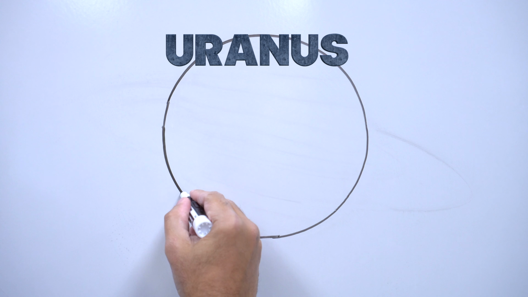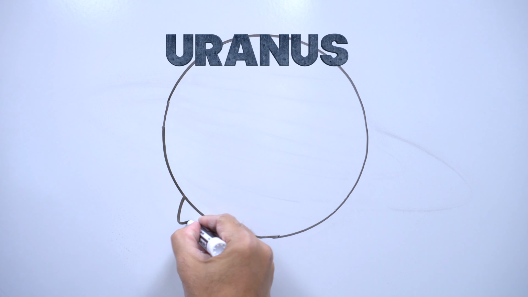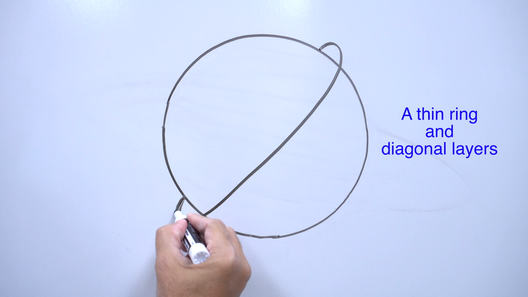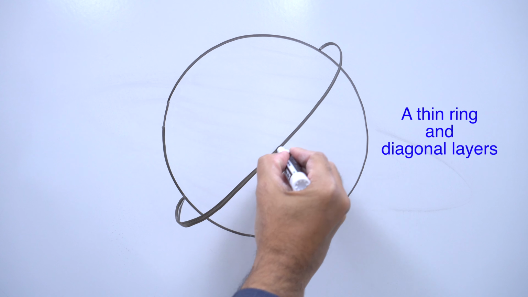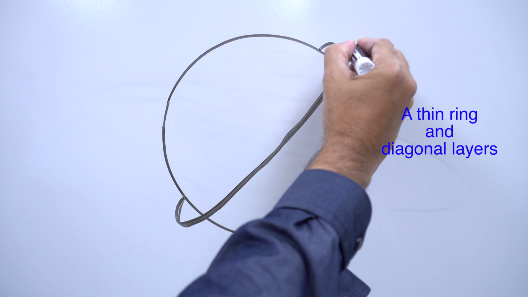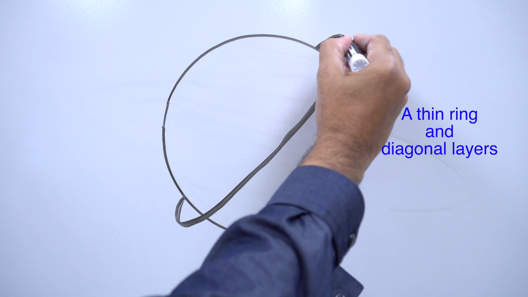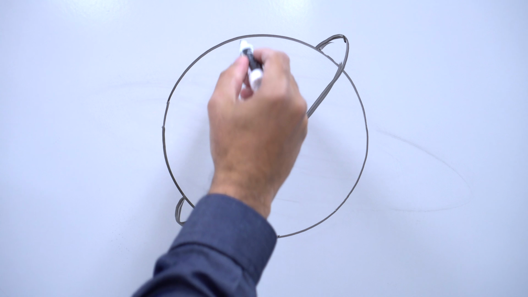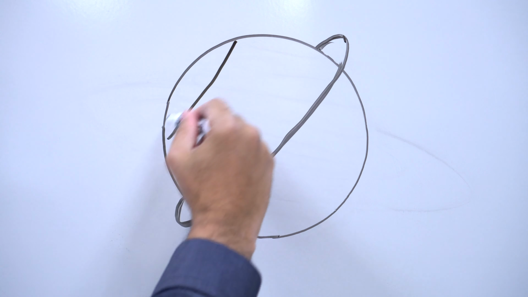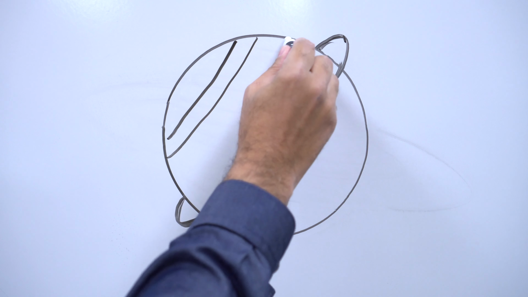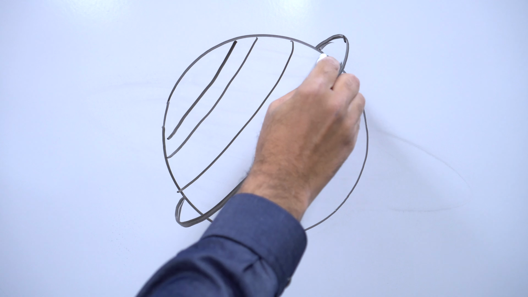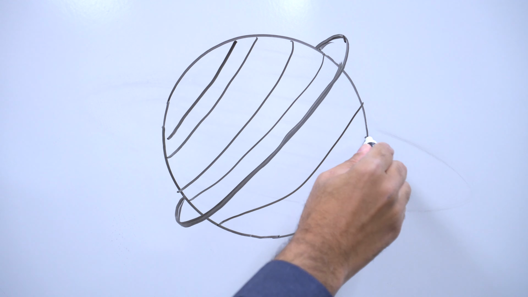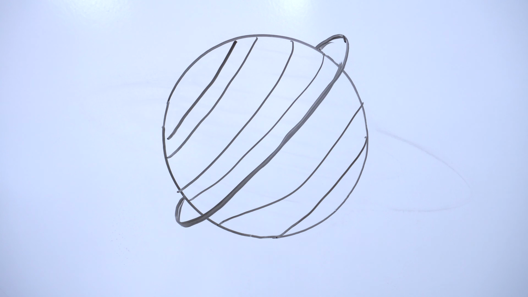Uranus is set to spin on its side, so we're going to make this ring sideways, sort of diagonal. I'm going to fix the curve on the top so it matches the size of the one on the bottom. That's a little better. And its layers, we're going to make them diagonal as well. So Uranus sort of spins or rolls around the solar system.